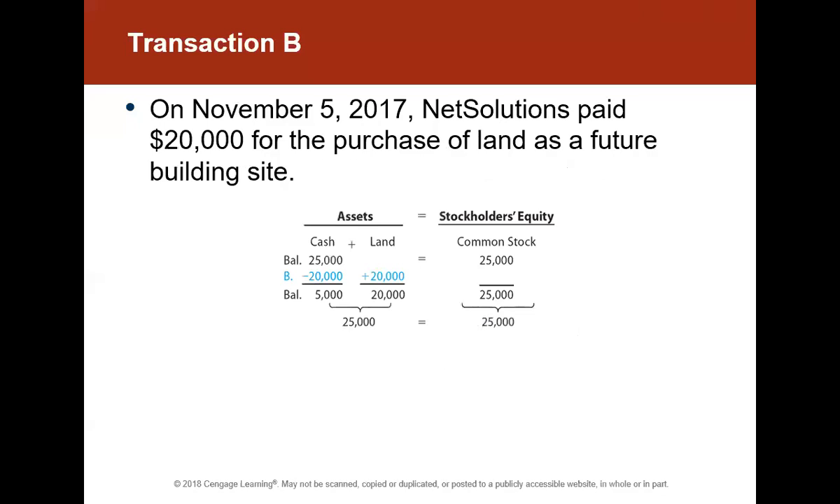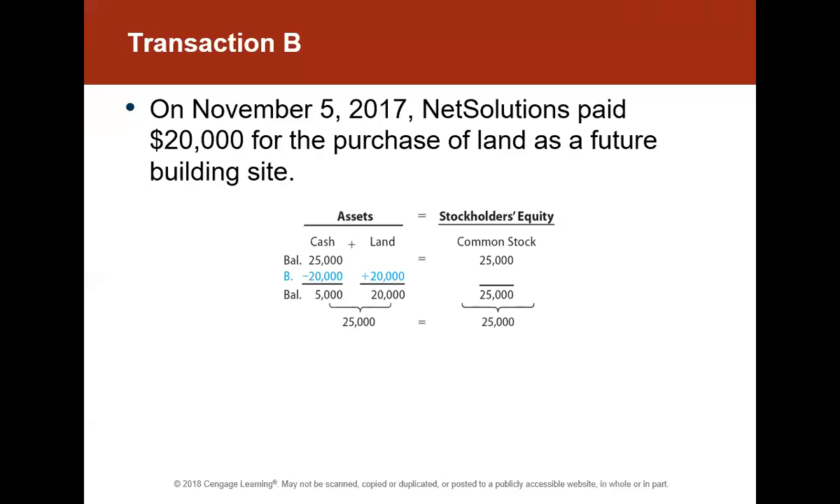On November 5th, we paid $20,000 for the purchase of land. Well, this one's kind of fun because you see, it only affects the assets. But we have one asset increasing and one asset decreasing. Okay. So cash, we paid $20,000, so cash is decreasing. We had $25,000 in cash from common stock. We bought $20,000 in land. So I subtract $20,000 from cash, but land is also an asset. We now have $20,000 of land. So land is increasing.